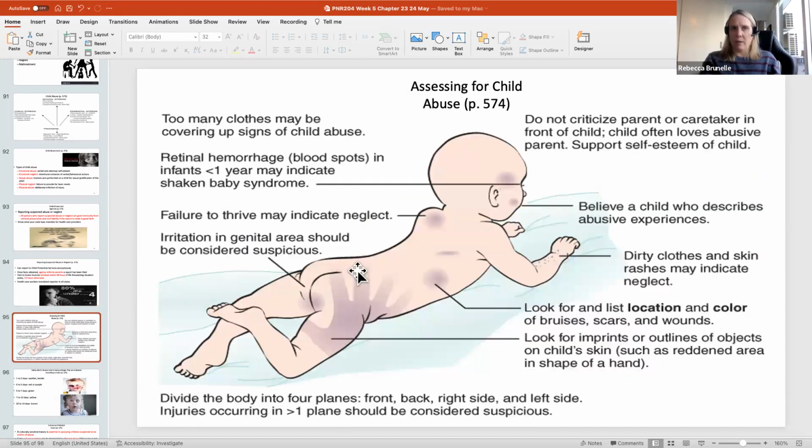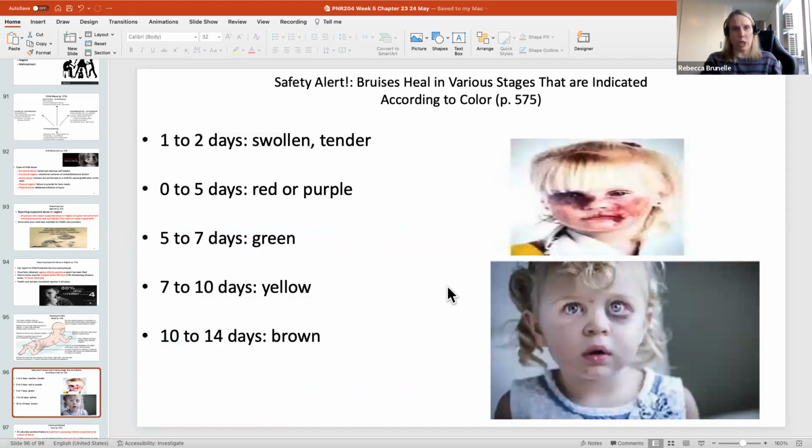This one here gives you some things to think about in terms of what you might look for. If it's hot outside and they're wearing a bunch of clothes, maybe the clothes are put on to help cover up bruises in places of the body that you don't expect, not gaining weight well. All of these things could indicate possible abuse. This next one makes me cry.